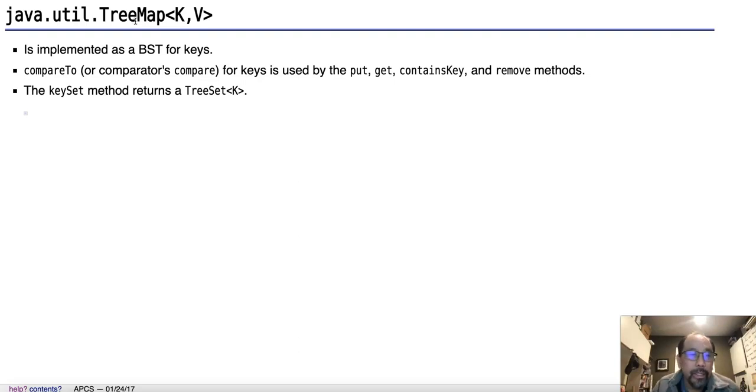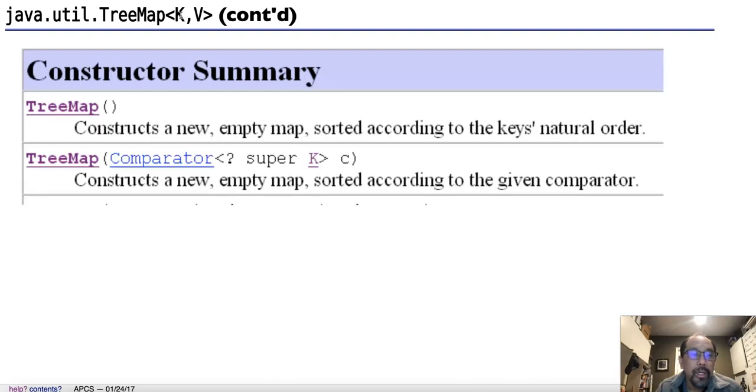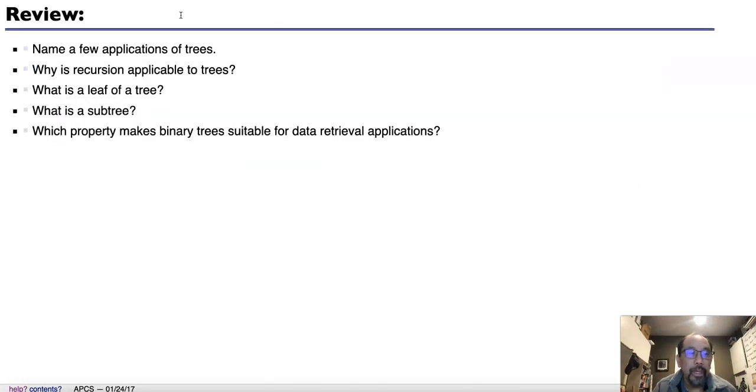And the way that a tree map is implemented is via a BST, where we can quickly search for our keys in log n time. And once we've found the node that contains the key, we also return the value. So every single node contains both the key as well as the value associated with that key. So here are the constructors for that. And that's it. So that's a binary search tree. They're very useful data structures.